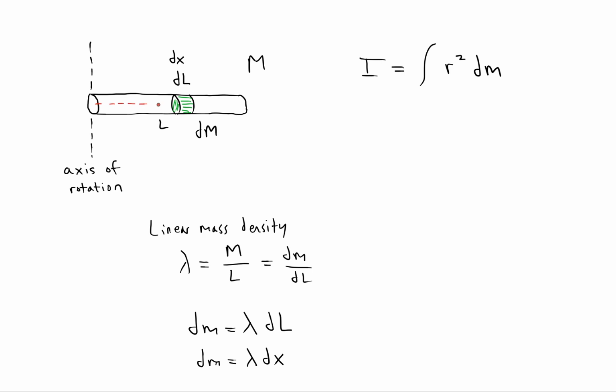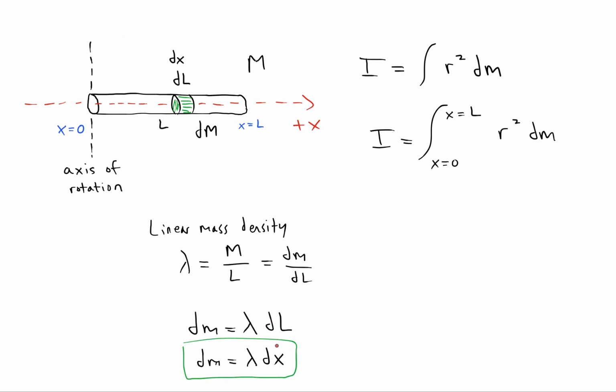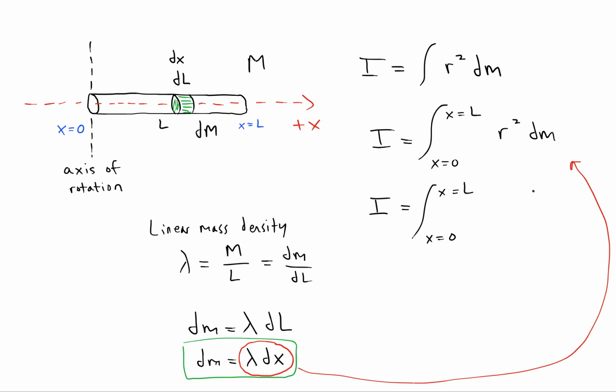And so if we did have an x-axis, we would want to integrate from x equals 0 to x equals big L of r squared dm. But as usual, we need our dm, our differential, to match the limits. So we'll take our result here, take the lambda dx part, and plug it in. So you'll get I equals an integral from x equals 0 to x equals L of r squared times lambda dx.